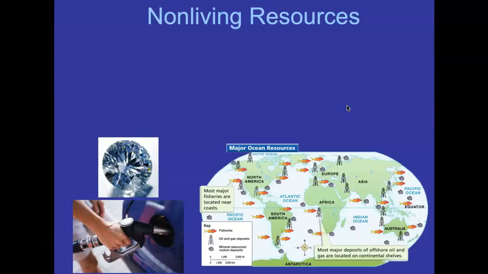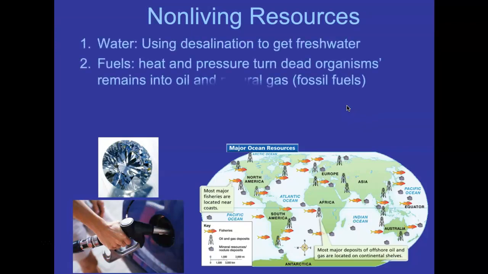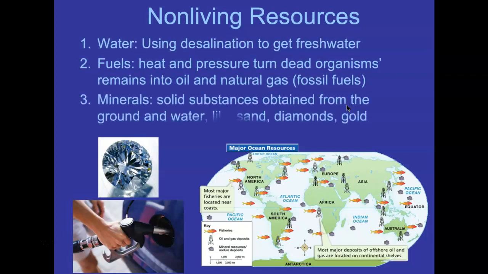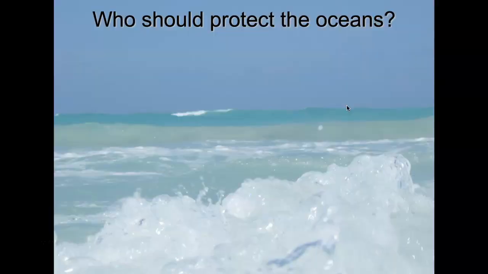There are a lot of different types of resources that we get from the ocean. Water: desalination processes can help us to get fresh water from ocean water. Also, if we conserve water, that will help to conserve those resources. Fuel: there's a lot of oil drilling that takes place. And minerals: there are a lot of different types of minerals that can be mined from the bottom of the ocean. Sand, diamonds, gold, so those are a few examples.